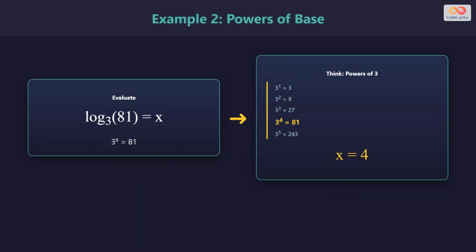Here is another example. Evaluate log base 3 of 81. Set it equal to x, which means 3 to the power of x equals 81. If we list the powers of 3, we find that 3 to the fourth power is 81. Therefore, our answer is 4.